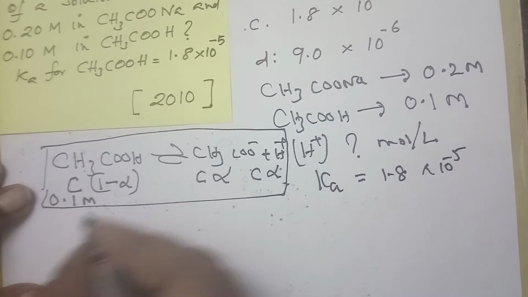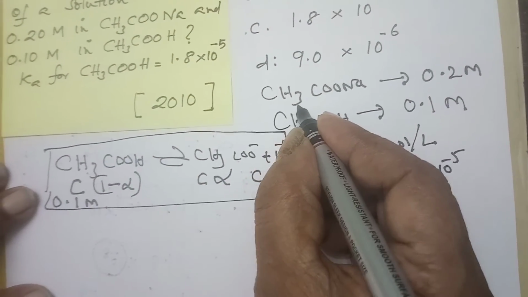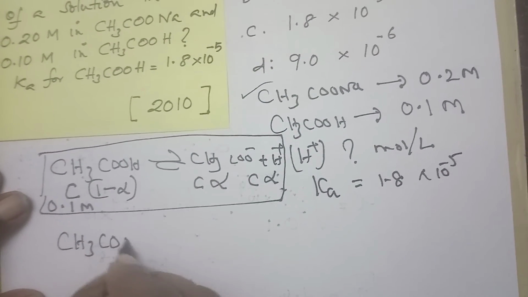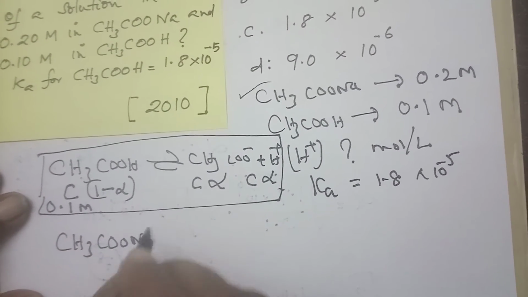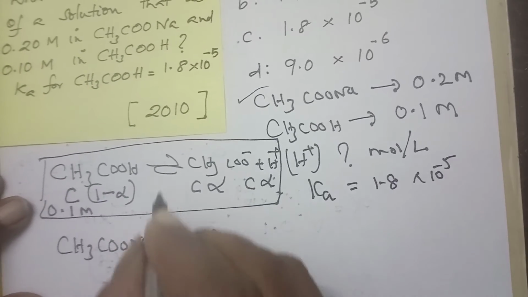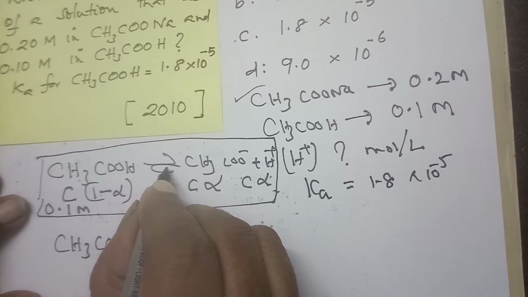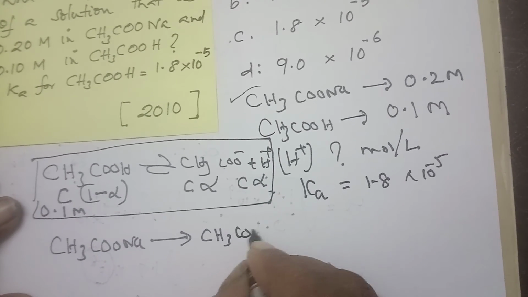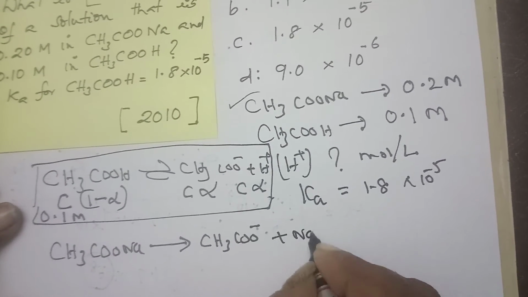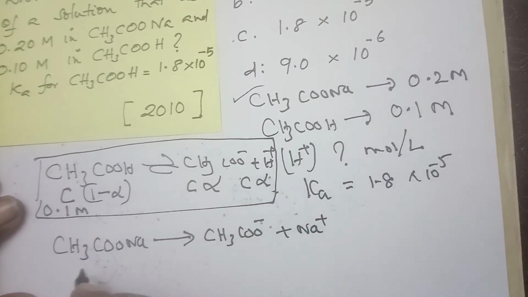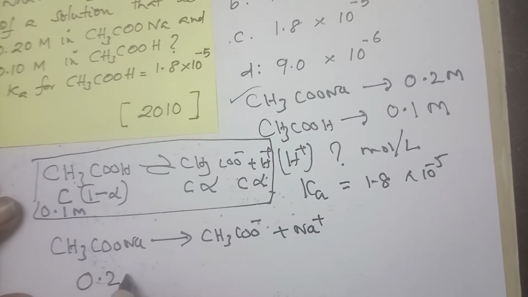Now let us go to the next chemical, which is given as CH3COONa. We know it is the strong electrolyte. Whenever it is a strong electrolyte you give only the forward direction. Whenever it is weak you give the equilibrium sign. Whenever strong, you write only forward. That is giving a lot of information. Plus Na plus. The concentration of sodium acetate given in the data is 0.2 M.